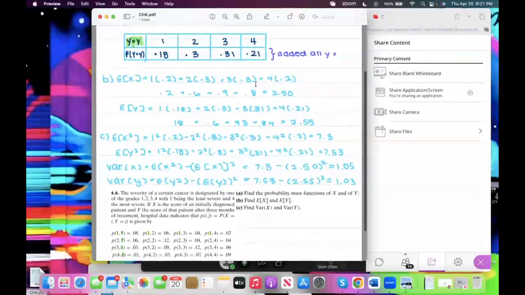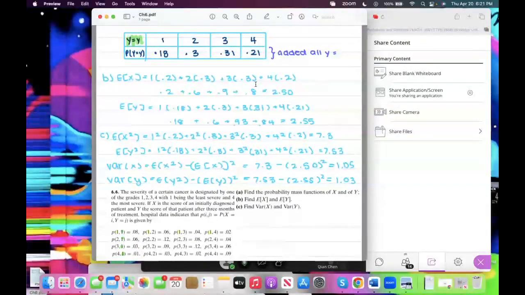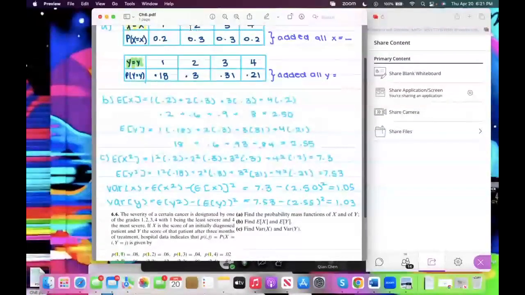And then part B, to find the expected value, I multiplied the number that was in the top of my chart by the bottom. I did that for both of the cases. So I got 2.5 and 2.55, which is talking about the score of the initially diagnosed patient and then after 3 months.